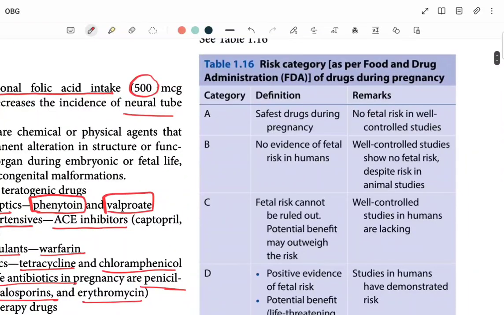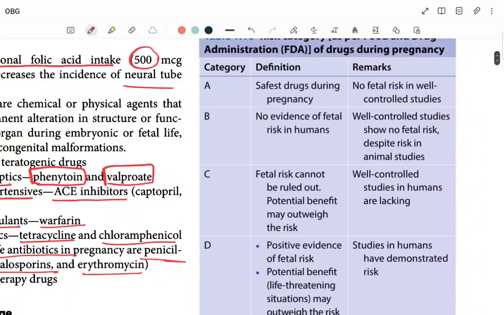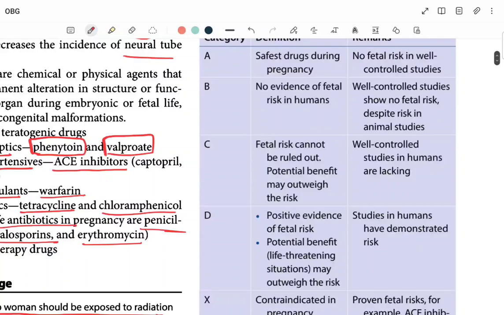The risk categories as per the Food and Drug Administration for drugs during pregnancy are category A, B, C, D and X. Category A is the safest drugs during pregnancy, with no fetal risk in well-controlled studies. In category B, there is no evidence of fetal risk in humans: well-controlled studies show no fetal risk despite the risk in animal studies. Category C, fetal risk cannot be ruled out. Potential benefit may outweigh the risk.